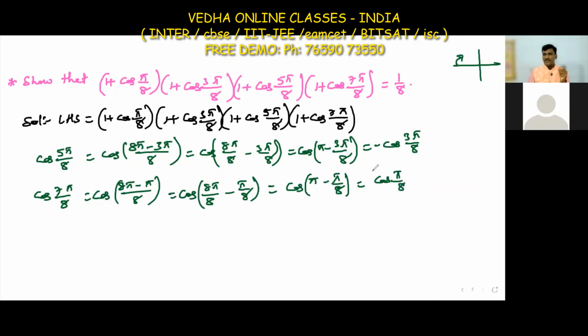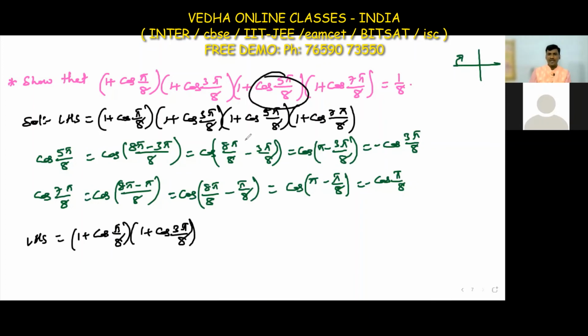Okay, 180 minus theta, which quadrant? Second quadrant, so we get a minus. Take the LHS now and substitute. LHS is equal to 1 plus cos pi by 8 as the first term, and the second factor written as this, cos 3 pi by 8. And the third factor, instead of cos 5 pi by 8, I am going to replace this. So that is nothing but 1 minus cos of 3 pi by 8. And the fourth factor, I am replacing with 1 minus cos pi by 8.